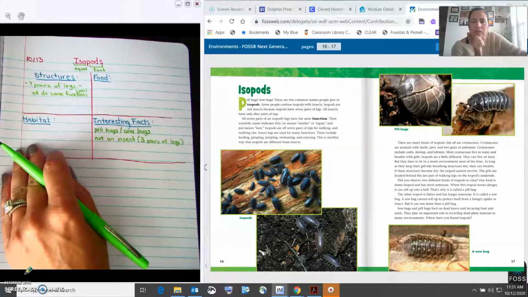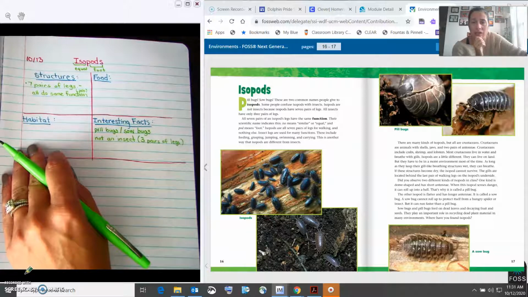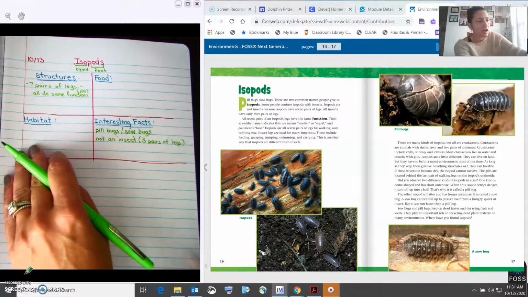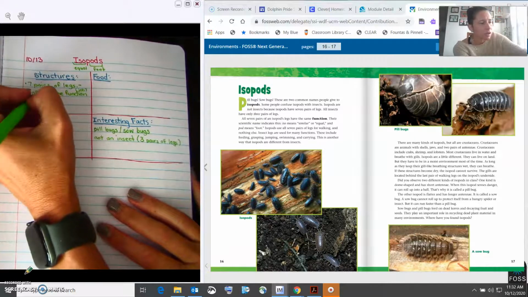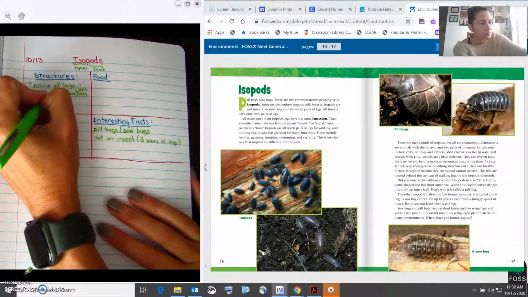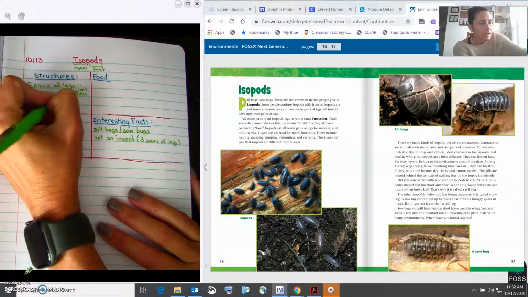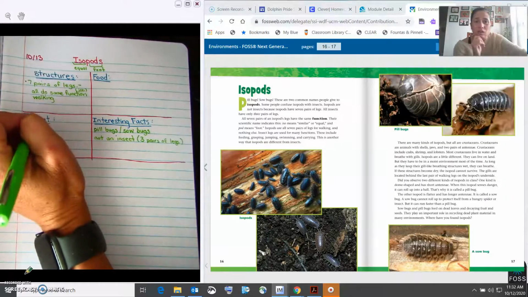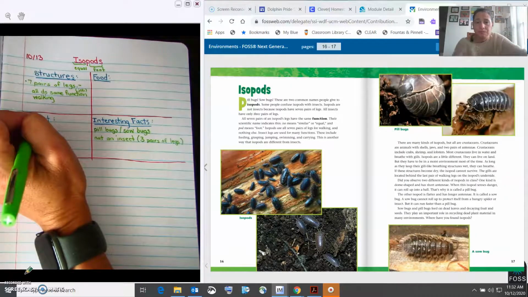Isopods use all 7 pairs of legs for walking and nothing else. Insect legs are used for many functions. These include feeding, grasping, jumping, swimming, carrying. This is another way that isopods are different from insects. So they all do the same function of walking, whereas insects, their legs are all used for all different sorts of things.